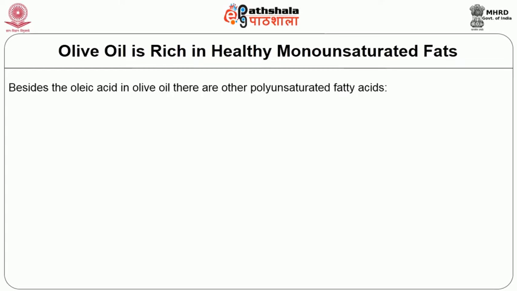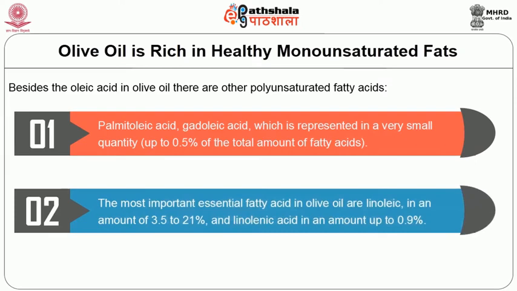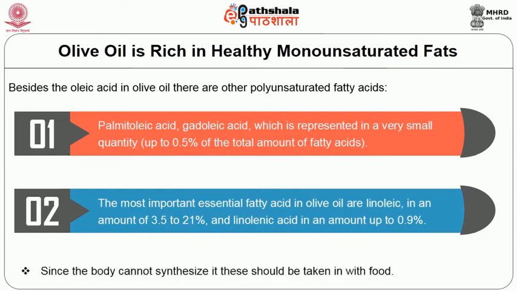Besides the oleic acid in olive oil, there are other polyunsaturated fatty acids, namely palmitoleic acid and gadoleic acid, which is represented in a very small quantity, up to 0.5% of the total amount of fatty acids. The most important essential fatty acids in olive oil are linoleic in an amount of 3.5 to 21% and linolenic in an amount up to 0.9%. Since the body cannot synthesize the essential fatty acids, these should be taken in with food.